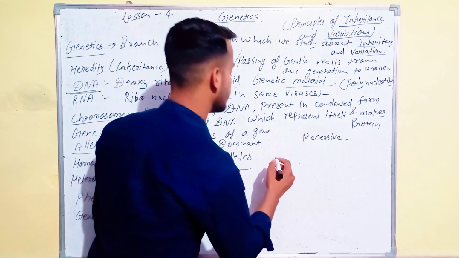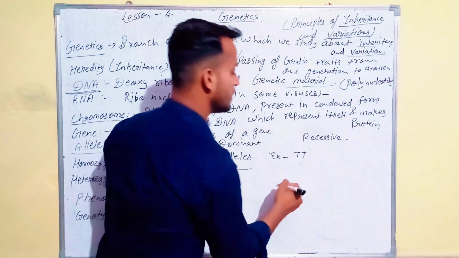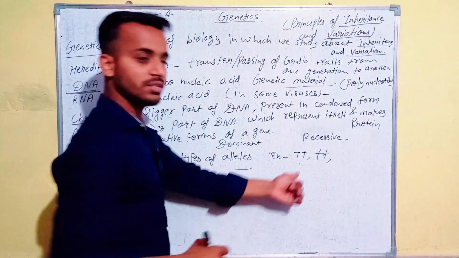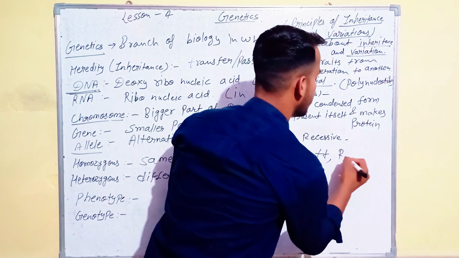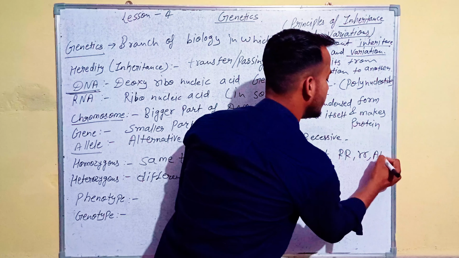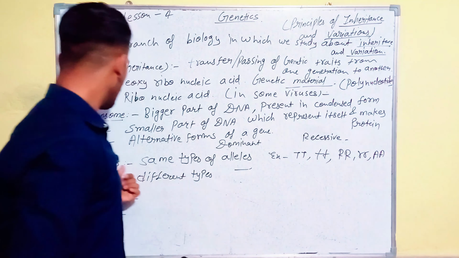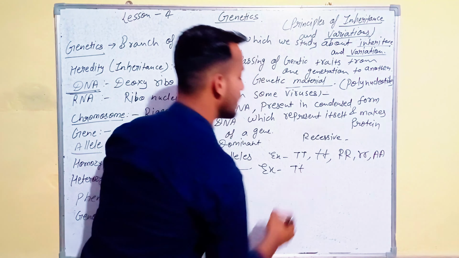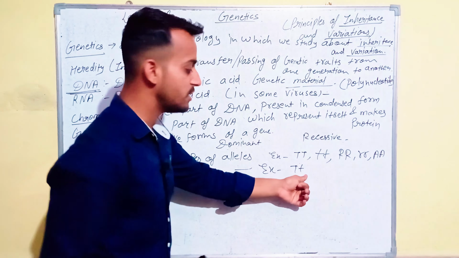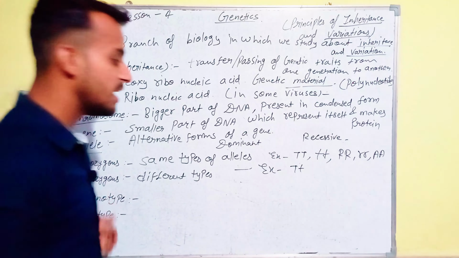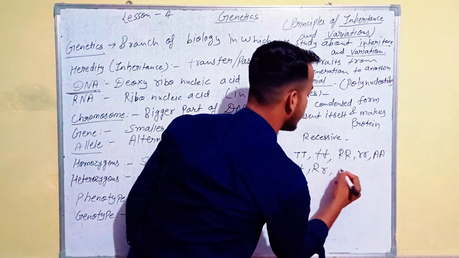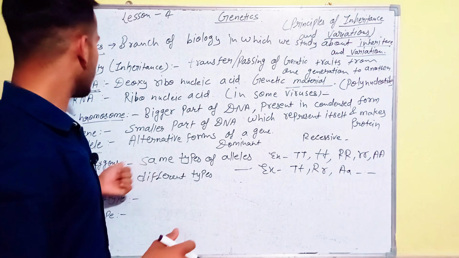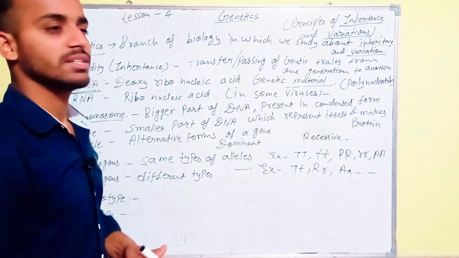Let's study some examples. Capital T, capital T: both are the same, so it is homozygous. Small t, small t: these are also homozygous. Capital R, small r, capital A, these are all examples of homozygous alleles. So what is a heterozygous allele? When capital T and small t are different, it's called heterozygous alleles. Capital R, small r, capital A, small a, etc. So we got what is homozygous and what is heterozygous alleles.